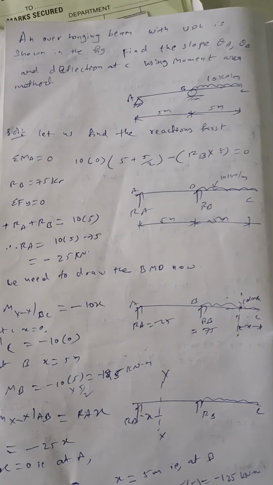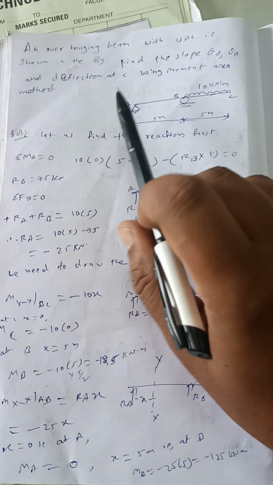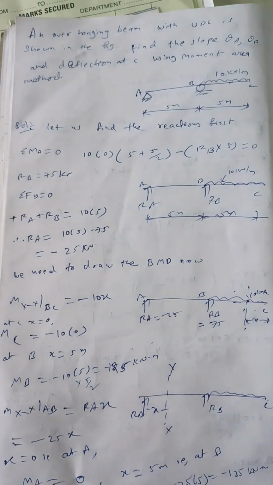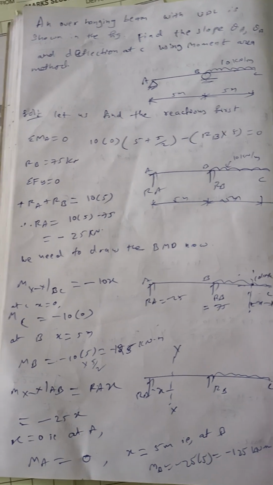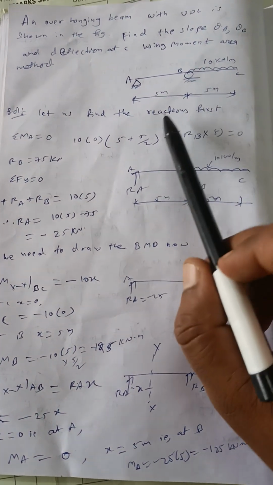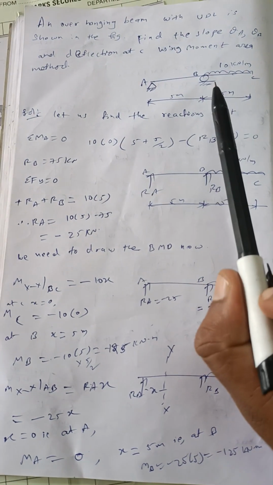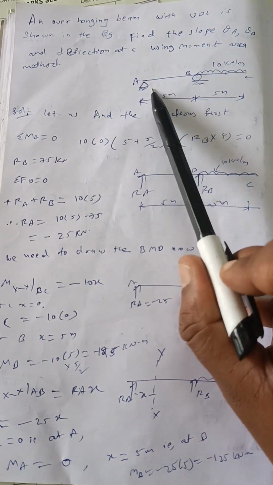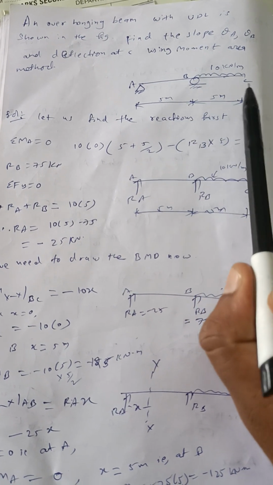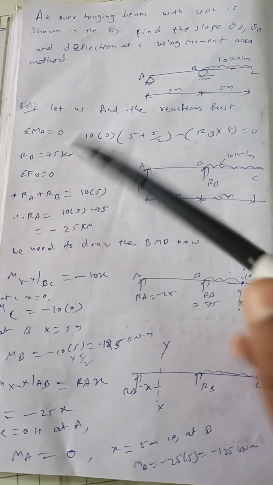Similarly, let us see another problem using the moment area method, an overhanging beam problem. How to solve it? An overhanging beam with UDL is shown in the figure. We need to find the slope theta A, theta B, and the deflection at C, YC, using the moment area method.